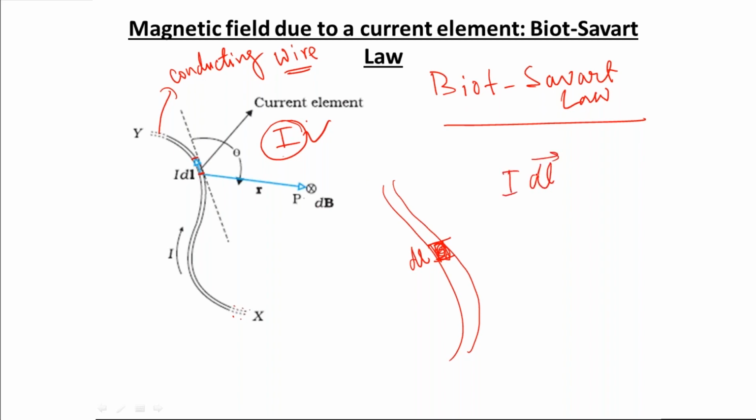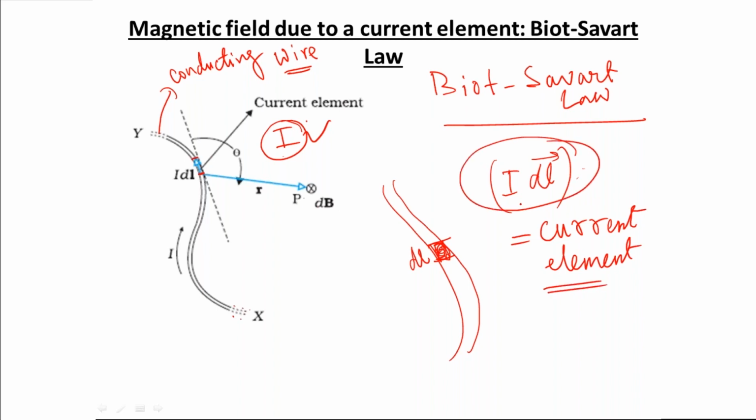See, if you look carefully in your book, this is a small arrow, a faint blue or light blue arrow, this part. This is called an element, and when I multiply the length of this element with the current, this is called the current element. What is this called? Current element. Okay, we'll see in case of this.